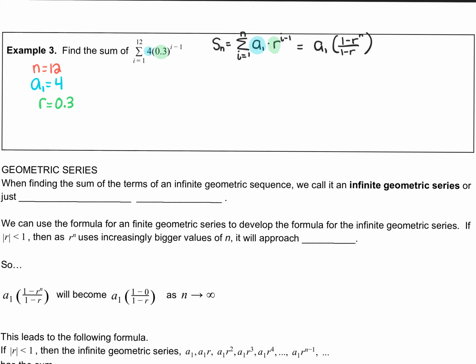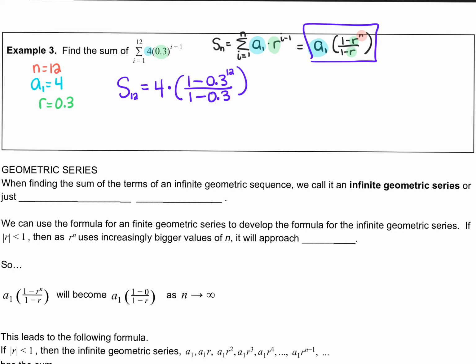If you look at the actual formula that we're going to be using, a sub 1 we know is 4. r we know is 0.3, so this is 0.3, and n is 12. We have everything we need to find the sum. So let's actually work through it. The sum of the first 12 terms of this sequence will be a sub 1, which is 4, times 1 minus my r value, which is 0.3, raised to the nth power, over 1 minus just my r value.